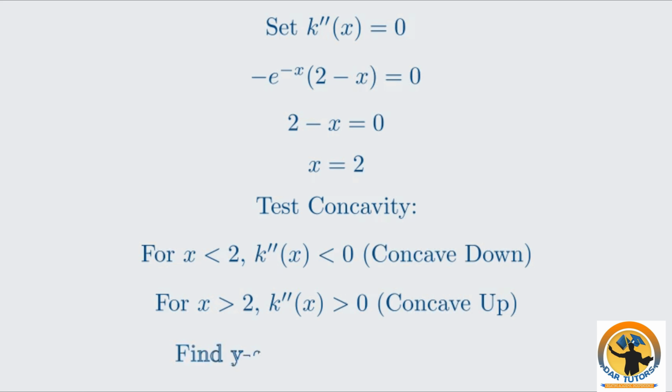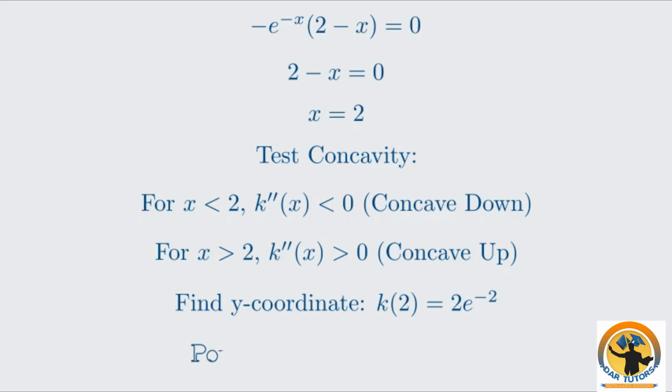We find the y-coordinate by substituting x equals 2 into the original function. K of 2 is 2 times e to the negative 2, so the point of inflection is (2, 2e to the negative 2). That concludes our exploration of understanding functions and their derivatives.